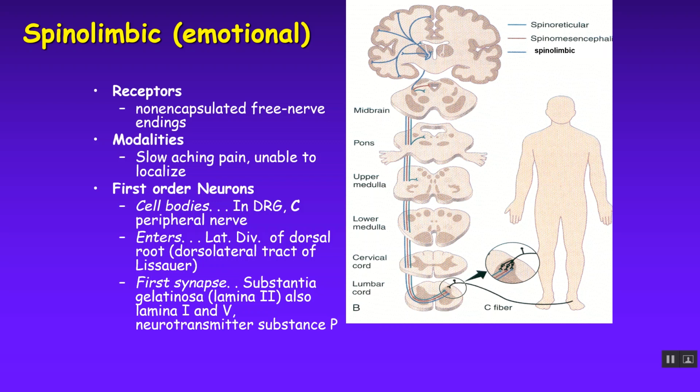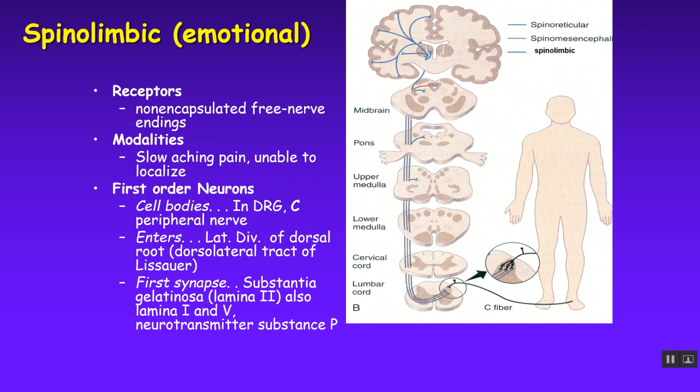So let's talk about it. So you have the receptors, just like the spinothalamic tract, are the free nerve endings, right? The non-encapsulated free nerve endings that are sensitive to pain, acting as nociceptors. The modality that this spinal limbic pathway transmits is slow aching pain that's hard to localize. You just say, oh, my arm really aches, or my wrist, or my hand, but you can't say it hurts right exactly there. So it's that aching, diffuse pain that you get a little bit after the initial quick pain.